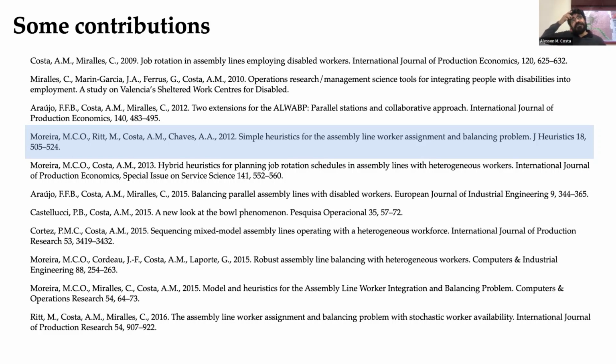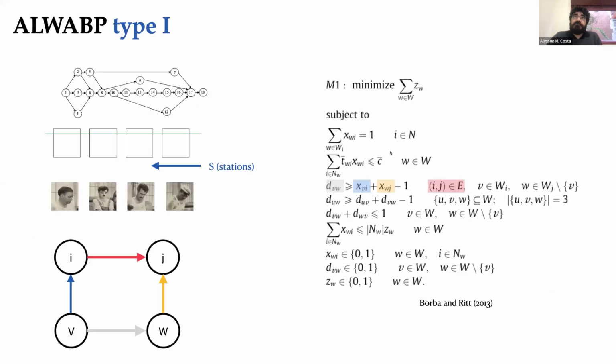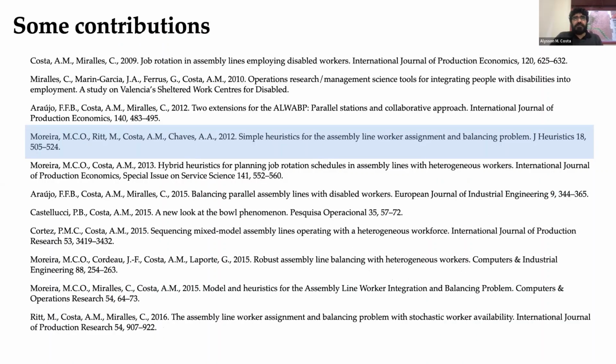So the first article that I want to talk about is this one, again, with my colleague Reed. Myron Moreira was my PhD student at the time, and Chaves is another colleague. And we try to solve this. As you can imagine, this can be a very hard combinatorial problem. Actually, the simple assembly line balancing problem is already NP hard. So this is clearly an extension of it, and it can be very hard to solve. So what we did was propose simple heuristics for this problem.